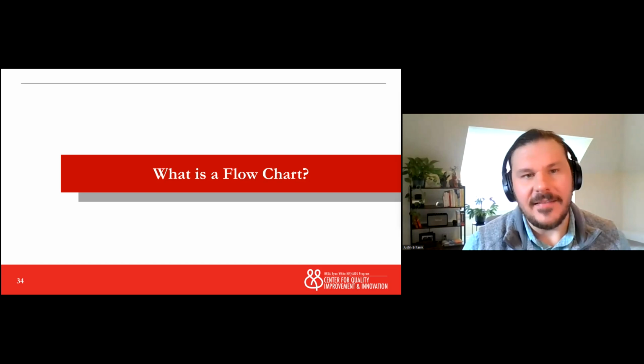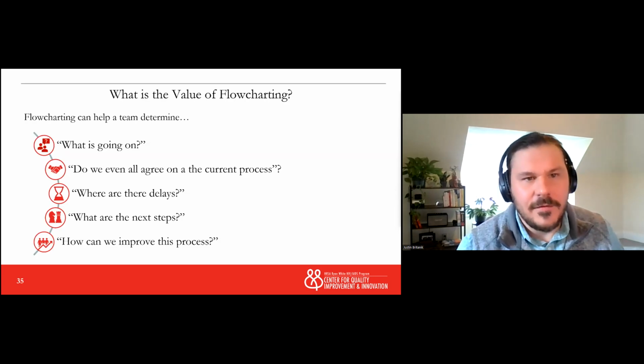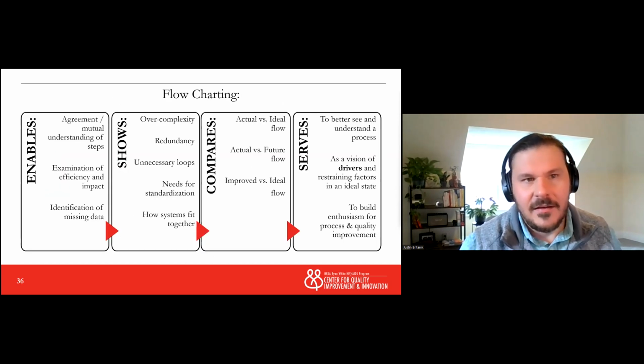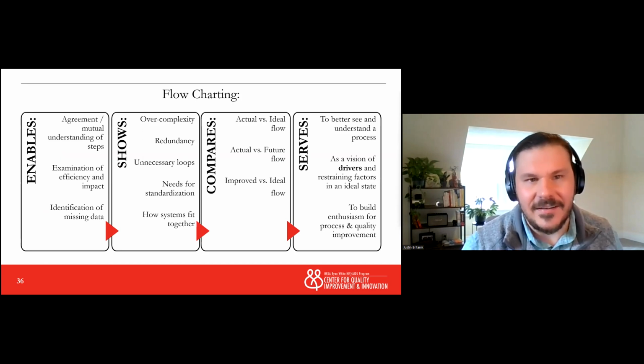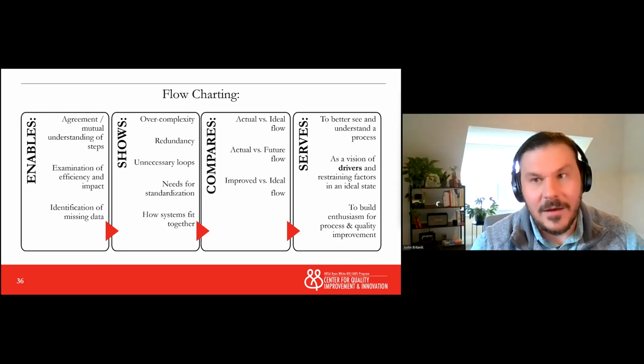So I think the basic way to start looking at flow is using a flow chart. The value of a flow chart helps us determine what's going on. Do we agree on the process? Where are the delays? What are the next steps? How do we improve the process? So we get the mutual understanding. We get the examination of process efficiency, of flow, of missing data. It shows us over-complexity, redundancy, unnecessary loops, needs for standardization, and how processes and systems fit together. And we're doing them in each state, and looking at the flow in each process state.